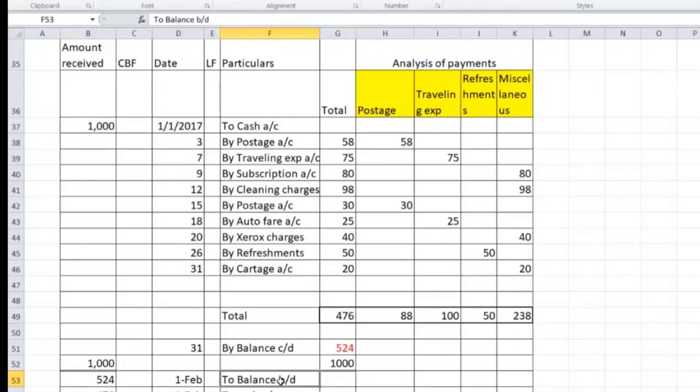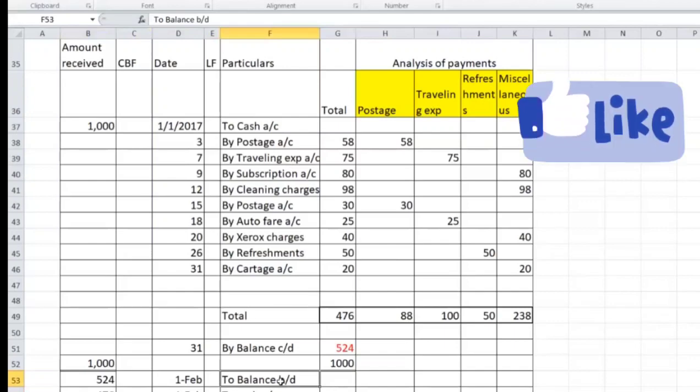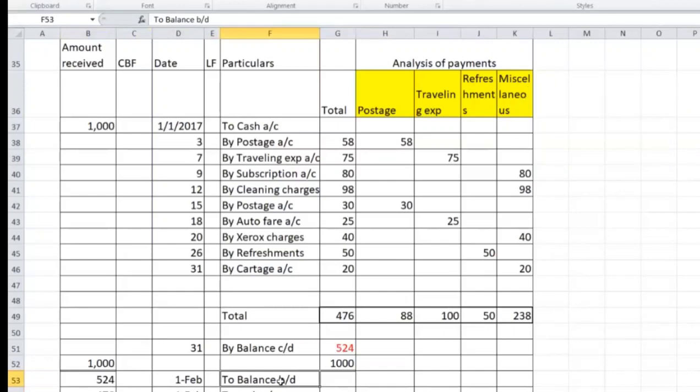Once again I will explain. First, analysis of payments. You should decide only by seeing the given question. Whatever expenses are there, with them you prepare one column per expense. After preparing 3 or 4, in the last column we will give miscellaneous, which will not come under these expenses. You have one total column and also separate expense columns. Whatever transaction comes, first enter it in the total column, and after that in its actual expense column.